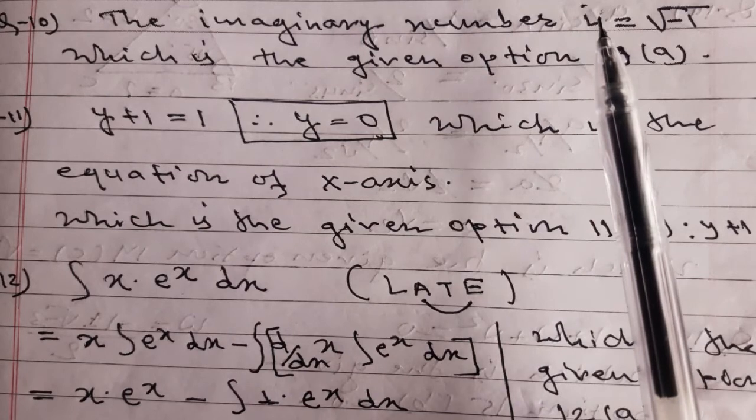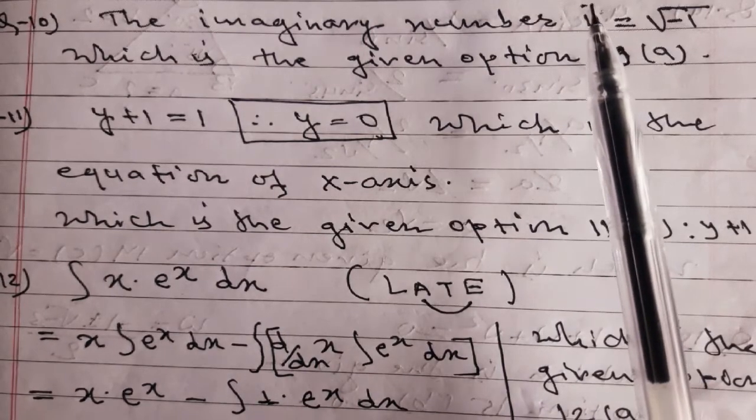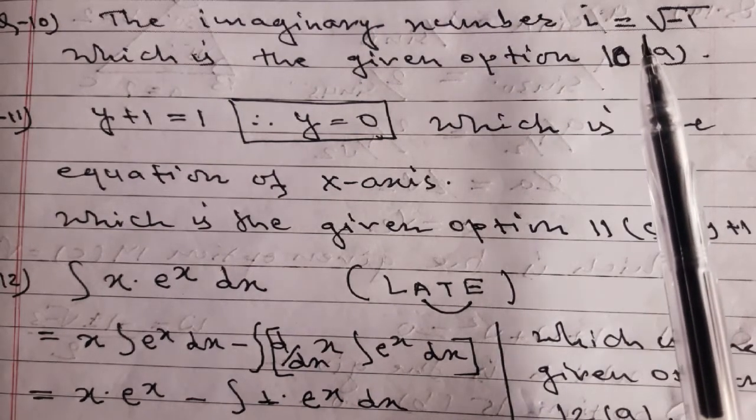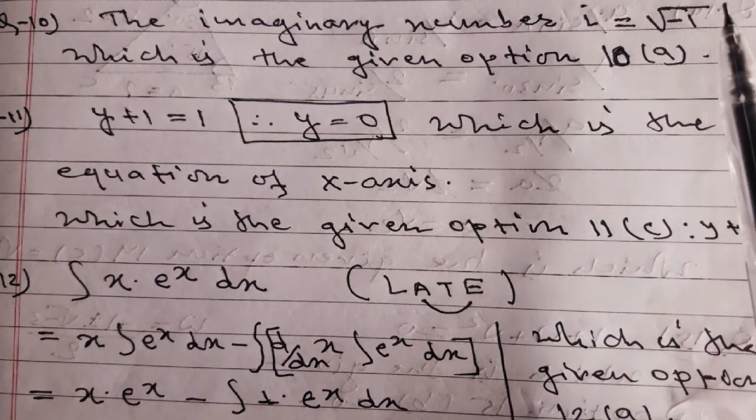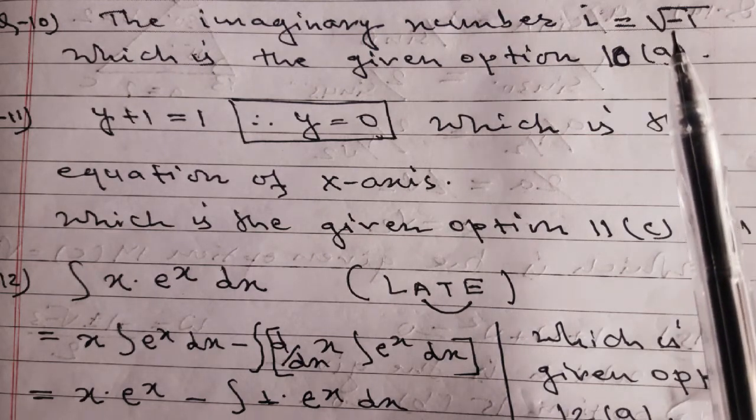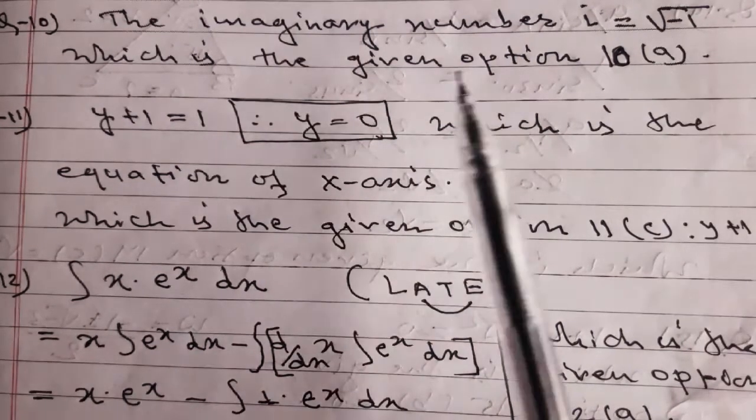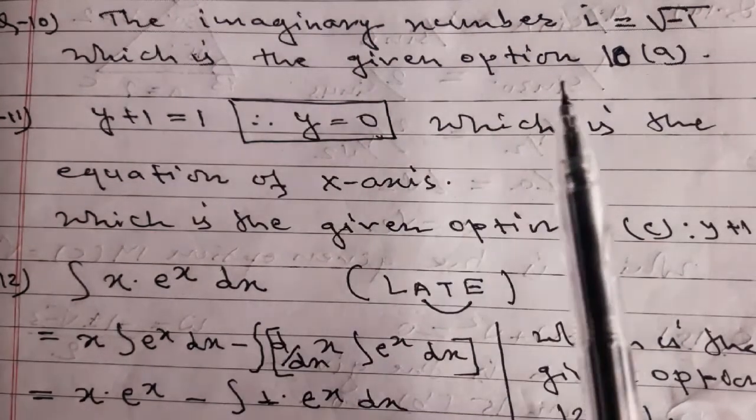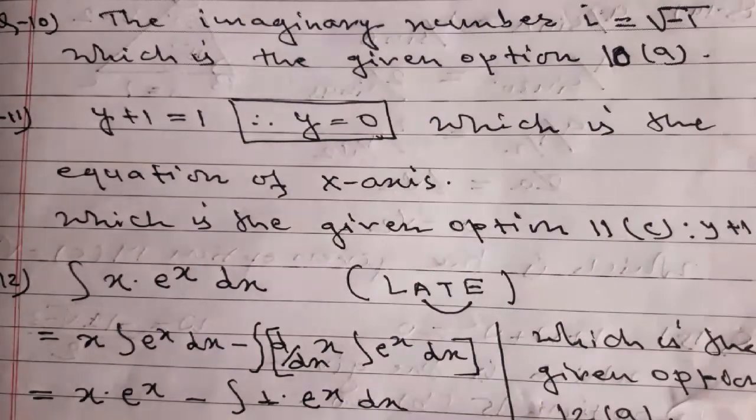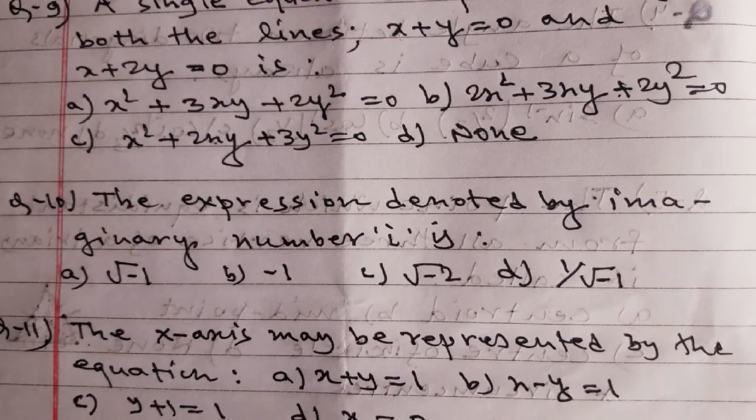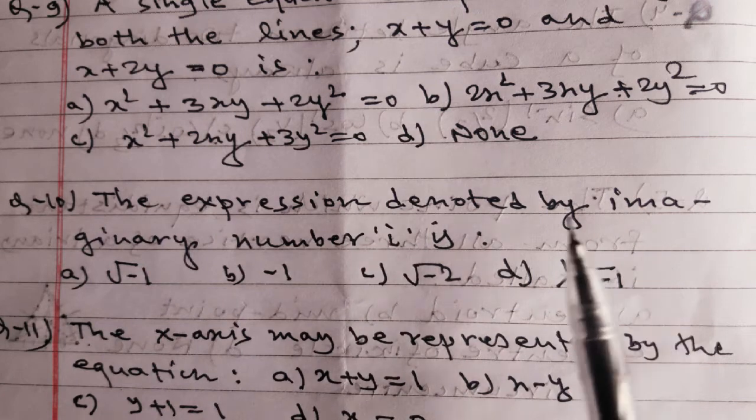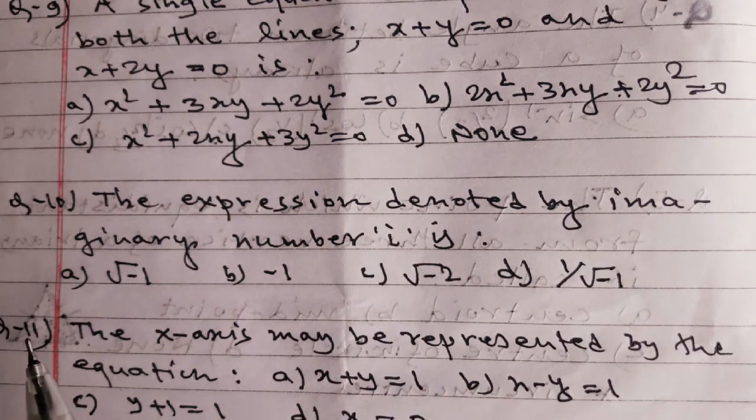i is called the imaginary number, and the value of the imaginary number i is given by root of minus 1. The imaginary number root of minus 1 is denoted by i. So according to the question, the given option is 10a. That means root of minus 1 is the imaginary number which is denoted by i. Let's go to question number 11.